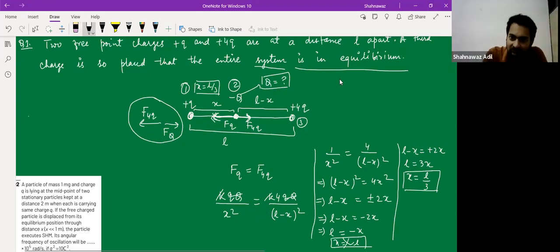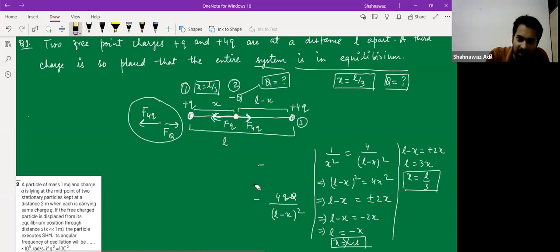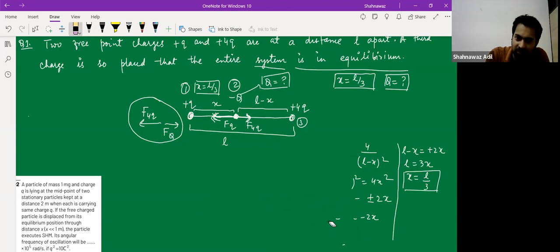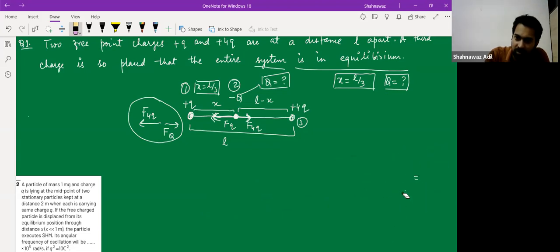So then we will use the equilibrium. So we know the value of X now, right? X is L by 3. And now we have to calculate the magnitude of this Q, right? We know the polarity is negative, right? So let us erase this part, and at this point, we know that FQ is F4Q, right?